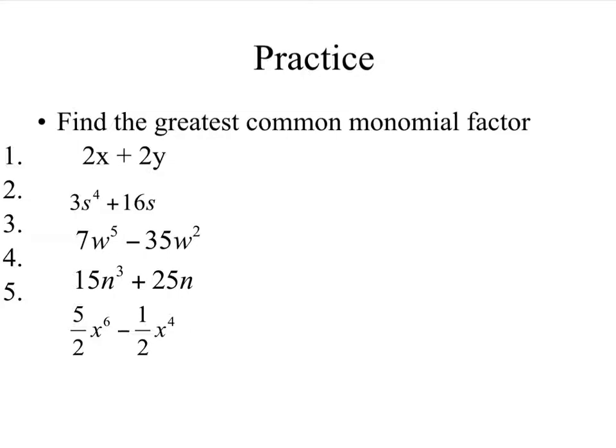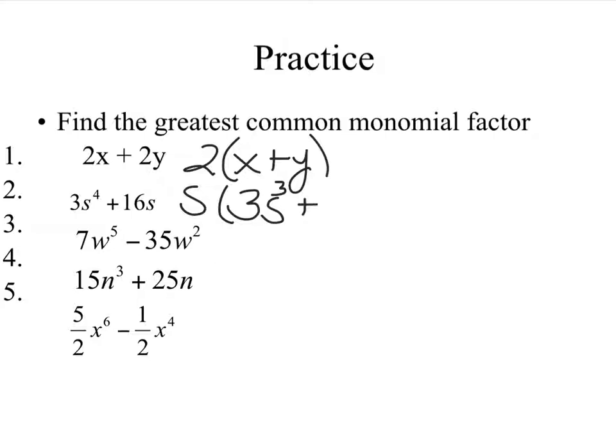So in the first problem, we have the 2x plus 2y. The only thing they have in common is 2. That leaves us with x plus y inside, or 1x plus 1y if you have the 1's written there. In the second problem, our numbers actually have nothing in common, but there is one s in common. So it's going to leave us 3s to the third plus 16.